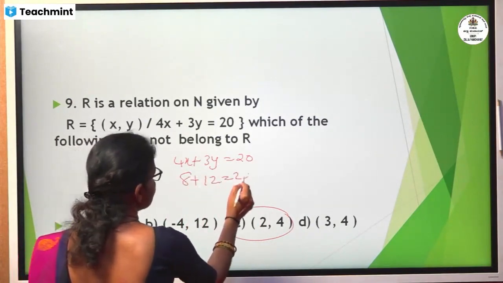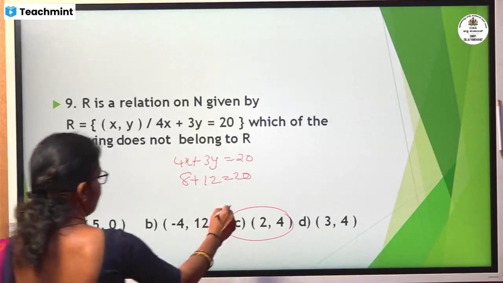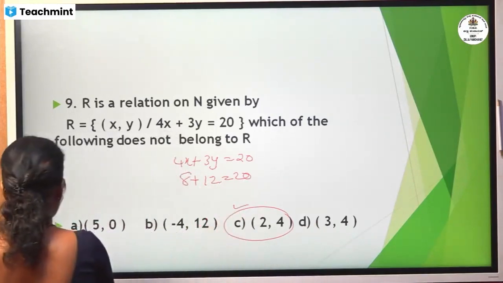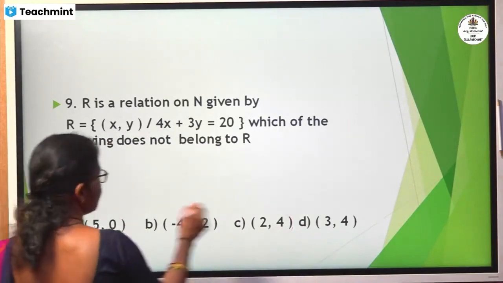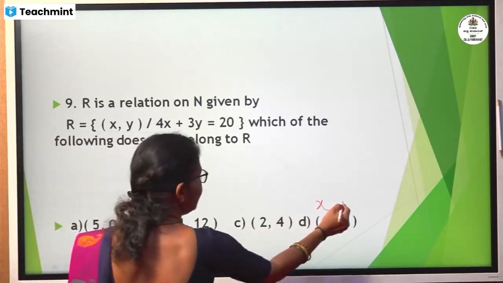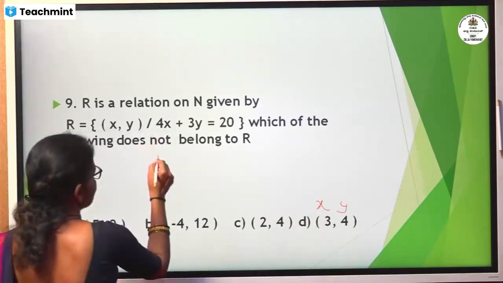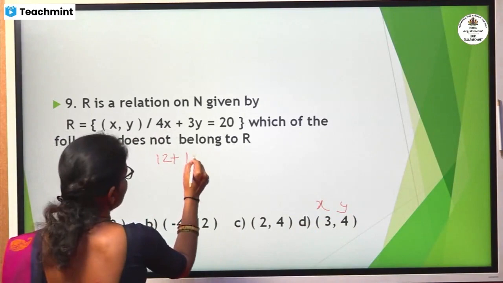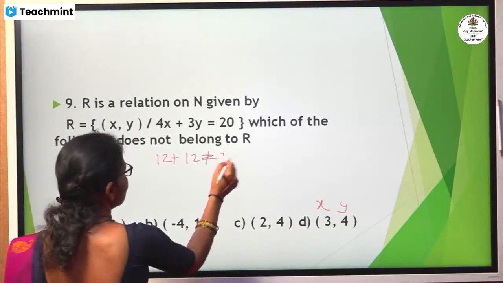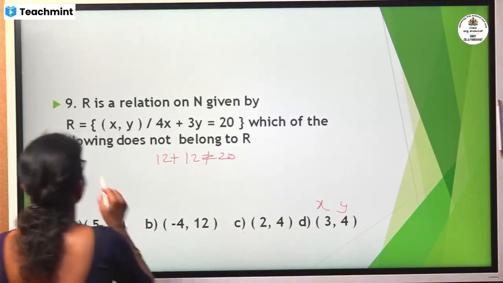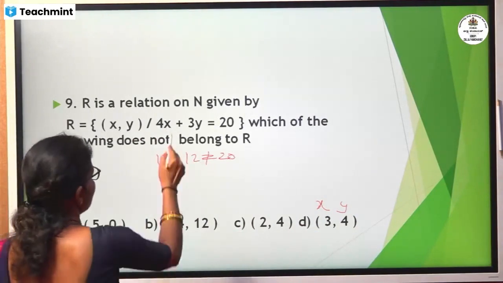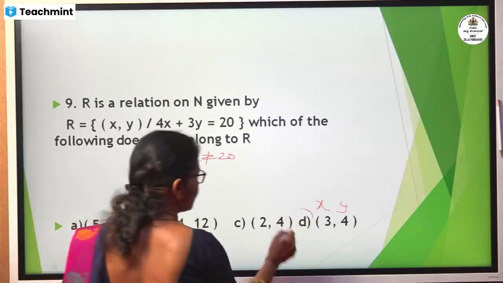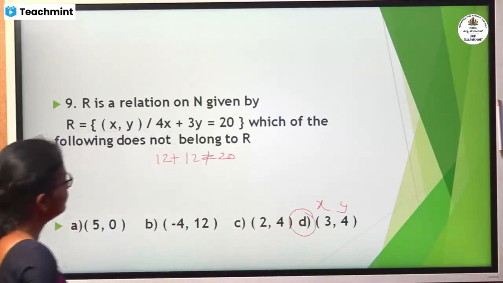Here also we'll get 20. This also holds good. Now check with the 3, 4. Replace x by 3, y by 4 in the function. This is 12, 3 4s are 12. This is not equal to 20. So the answer which does not belong to this rule, not coming under this rule, is option D, 3, 4.